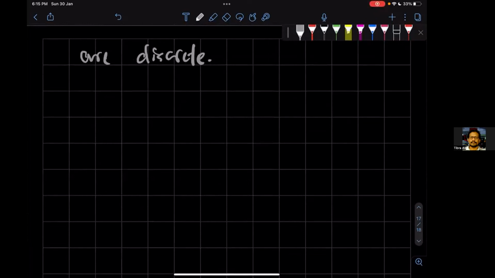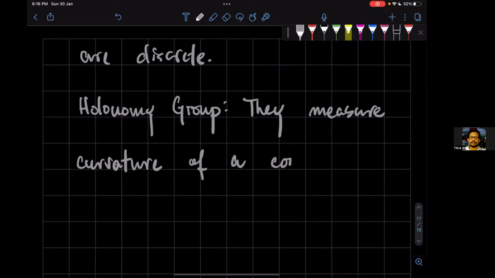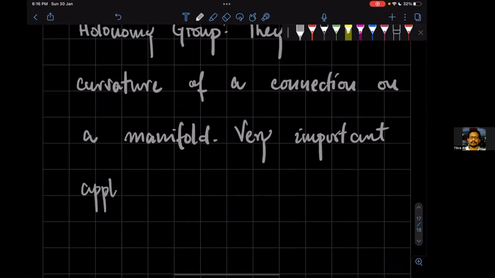From differential geometry, there are two examples. One is the holonomy groups, and this is something we will study. So what are holonomy groups? Holonomy groups measure the curvature of a connection on a manifold. Holonomy groups are important in understanding the curvature of manifolds, and they have very important applications in physics, especially in string theory.